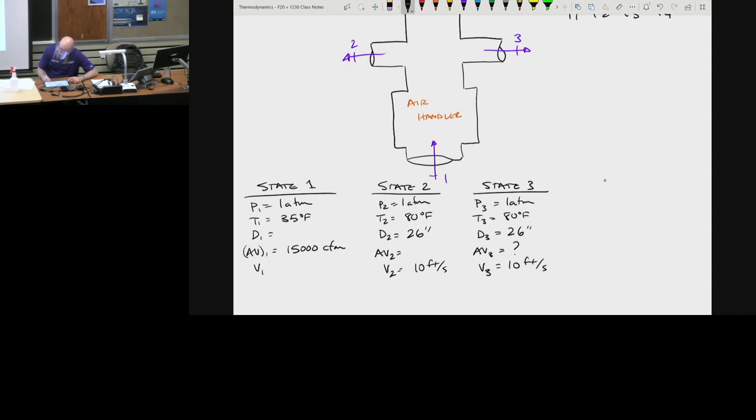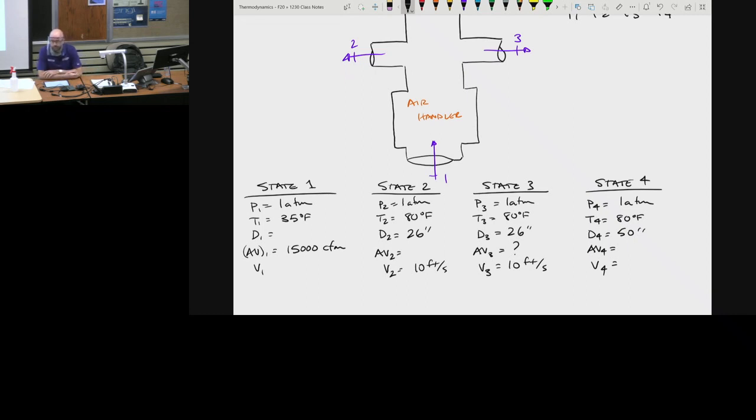And finally, we have state 4. State 4 has a pressure of 4 is equal to 1 atmosphere. Temperature of 4 is equal to 80 degrees Fahrenheit. Diameter of 4 is equal to 50 inches. We do not know the volumetric flow rate at 4, and we do not know the velocity at 4.